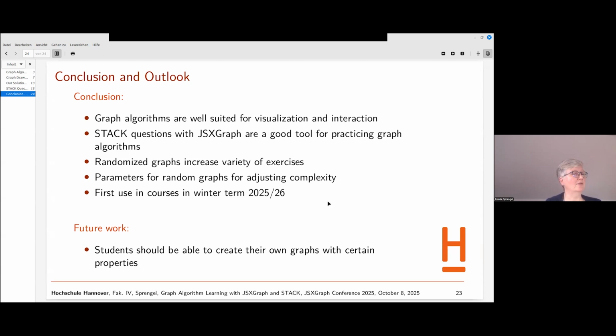But we have a bachelor thesis where we try to have an editor for graphs. So we can have exercises where the students have to create their own graphs with certain properties. Also maybe something for the next conference or somewhere else. So that's what I wanted to tell you.